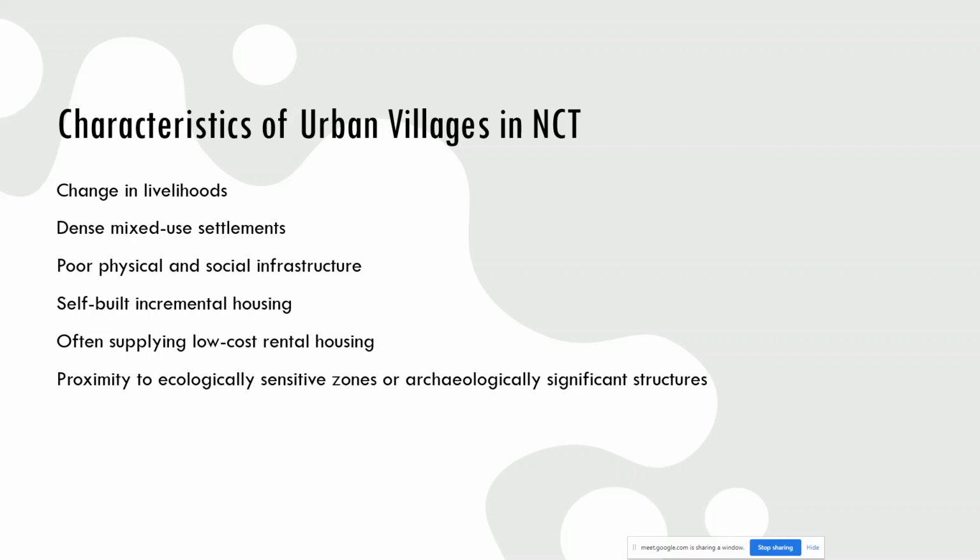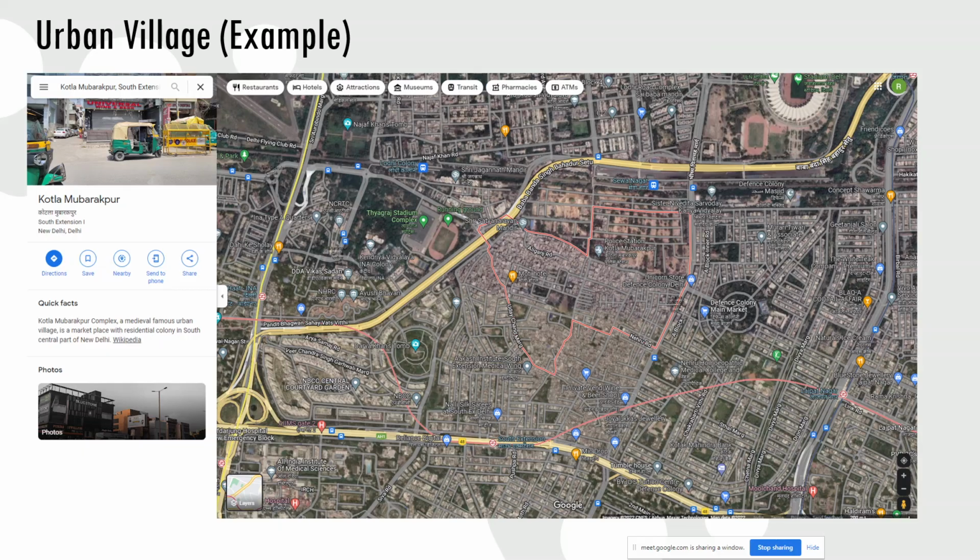Maybe some kind of wetlands, maybe some natural vegetation dense areas, or maybe some protective areas which have some kind of ecological value, or they are also close to archaeologically significant features, which can be the tombs or other anciently built structures. So these are typical characteristics which I have observed for the urban villages in Delhi.